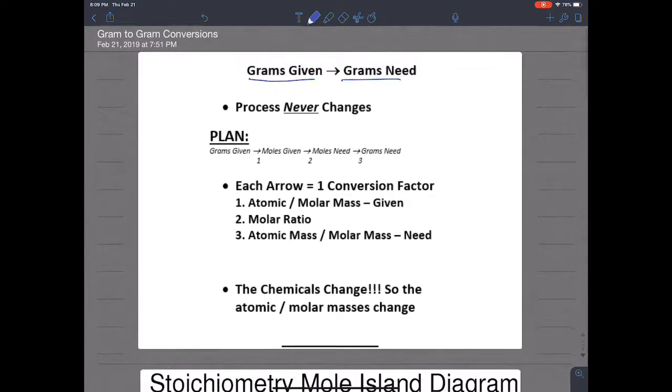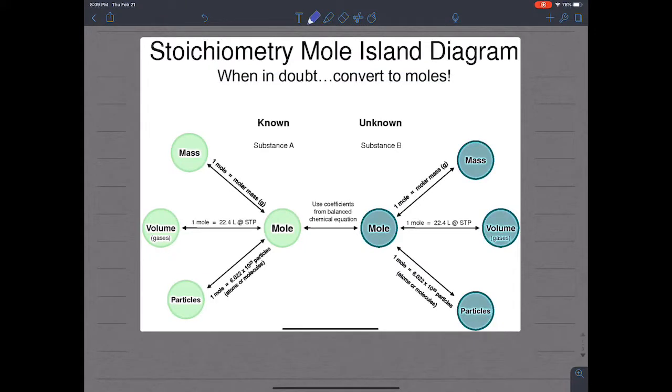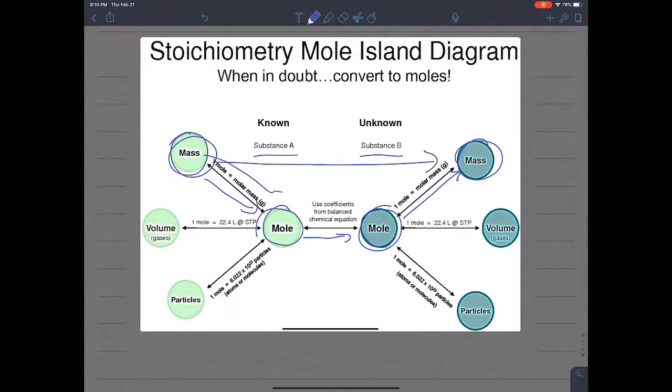What does that mean? It means that if we look at our island here, we have our two substances, substance A, substance B. We're starting here with the mass of one. We're going to go to moles of one. From there, we can go to moles of another one. And from there, we can go to grams of that one. Okay, so it's grams to grams, but to get there, we have to go through this process. All right, that's what we're talking about here.